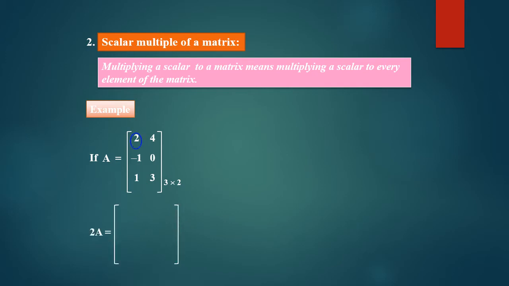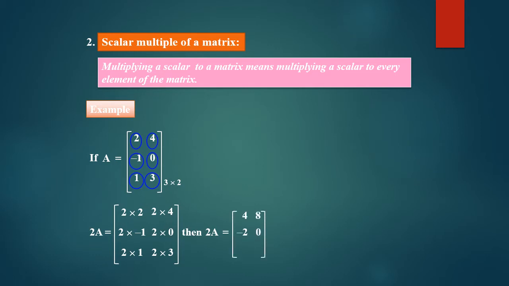So 2 into A is a matrix which is obtained by multiplying every element of the given matrix with 2. Then we get 2A equal to 4, 8, minus 2, 0, 2, 6. The order of the matrix A and the matrix obtained after applying the scalar multiplication remains the same. Only the elements will change.